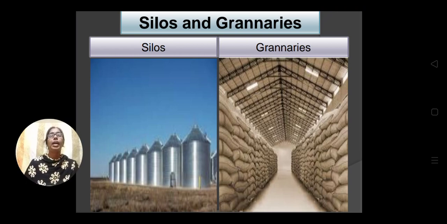Then the next one, on the right side, is the granary. This is a big godown where seeds or grains are packed in jute bags, and the jute bags are systematically kept in the godown, after drying the seeds and treating them chemically.